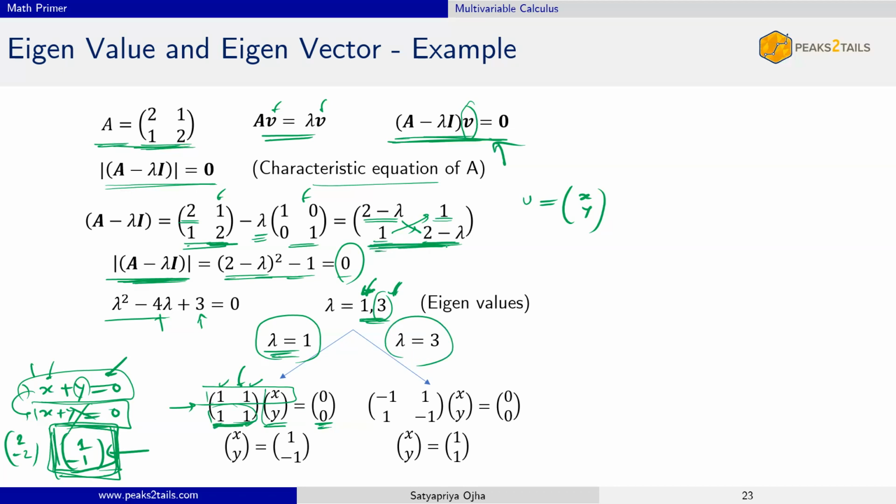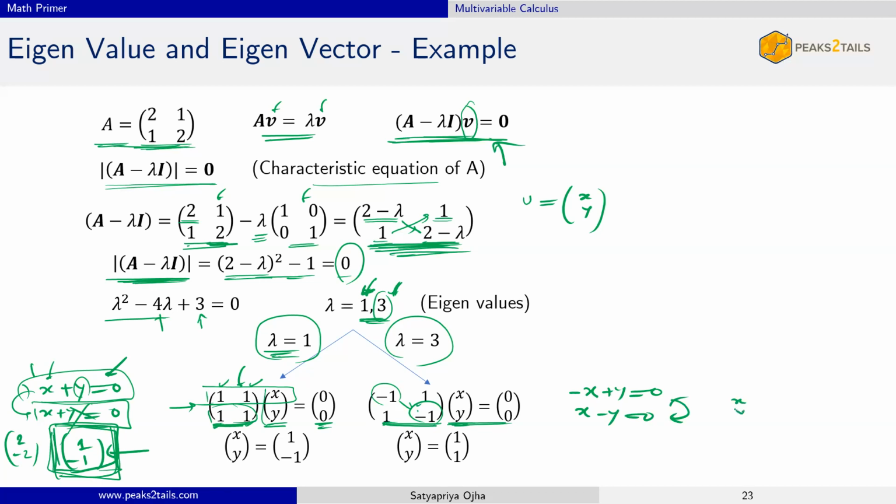Lambda equal to 3. This matrix becomes 2 minus 3 is minus 1, then 1, 1, minus 1. Check the determinant, still 0. Minus 1 times minus 1 is 1, 1 minus 1 is 0. And I'm solving the equation A minus lambda I times x equal to 0. The system of equations is minus x plus y equal to 0, x minus y equal to 0. It's the same equation.